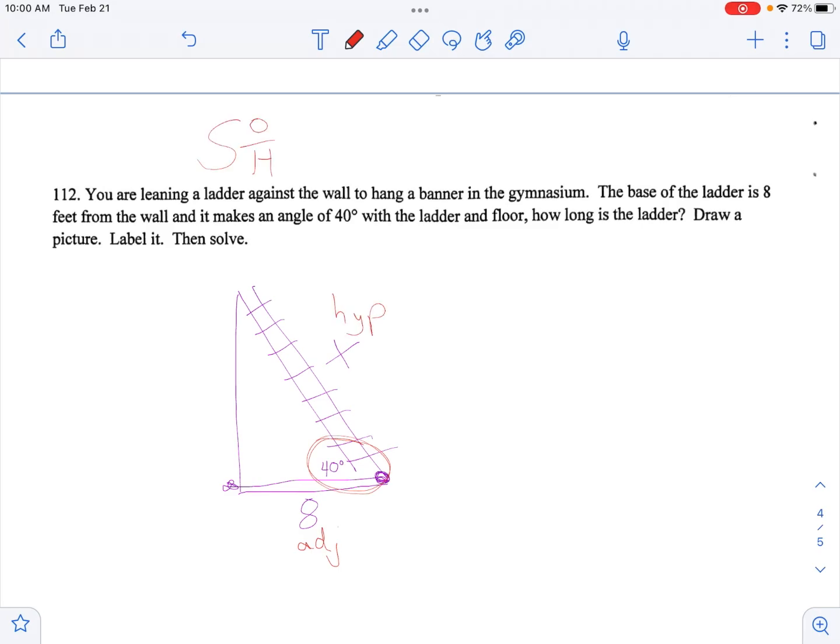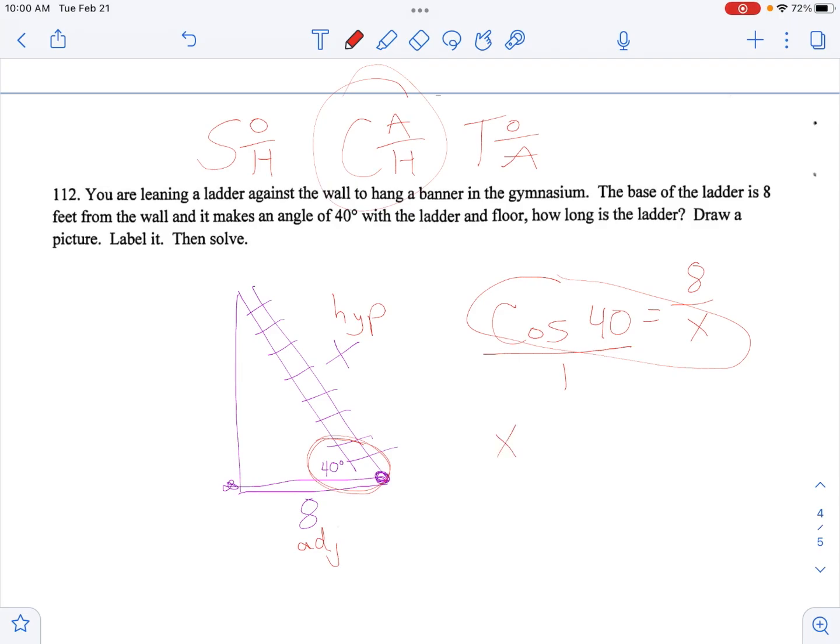So if we were to think about our trig functions, sine, cosine, and tangent, we would want to use the trig function that uses the adjacent and the hypotenuse, which would be cosine. So we're going to say cosine of the angle measure that they give us equals the adjacent over the hypotenuse. The hypotenuse always goes on the bottom. I'm going to change my cosine into a fraction. I'm going to cross multiply. Now I can't really multiply x and cosine 40. So what I'm going to do is I'm just going to rewrite it.